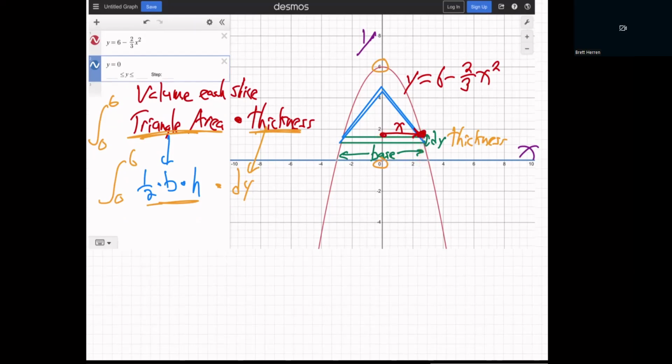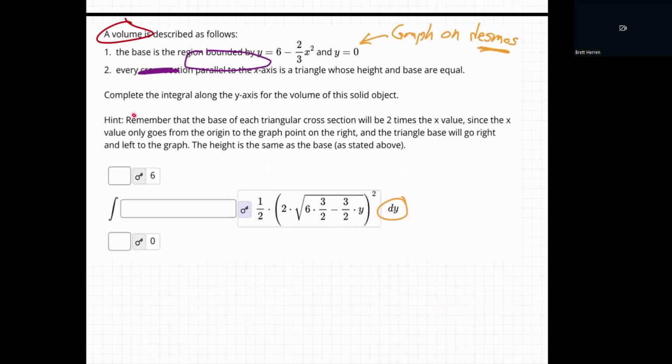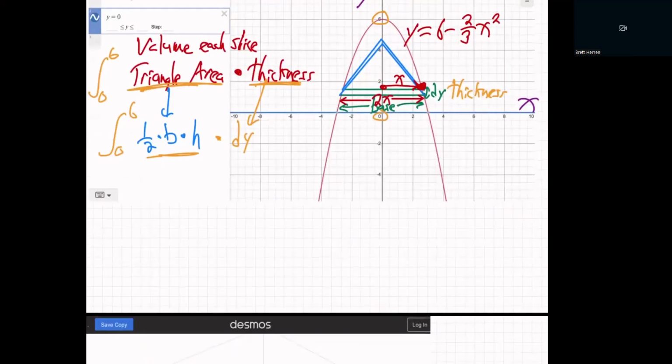So if you're at any point on the graph, as you're doing your slices, how far over is x? Now the base, notice, is going to be 2x, isn't it? Let me write it right here. Because the base has to go right and left, doesn't it? You see that? Because remember, x is only from the middle, from the origin over. So the base is 2x. And that's what they said in their hint here. Remember, the base of each triangle will be 2 times x, giving us some help there. This is a hard one.